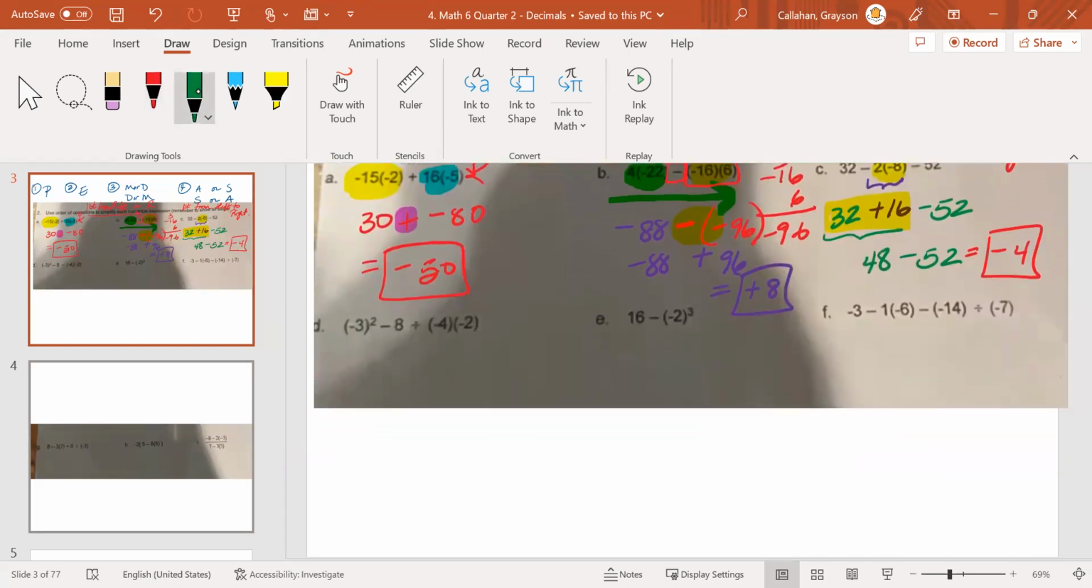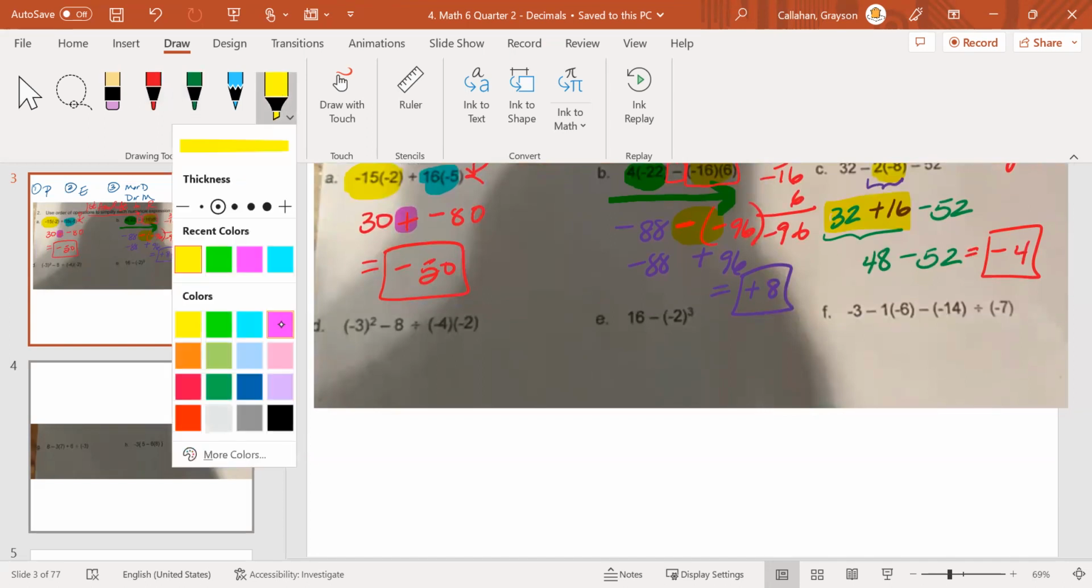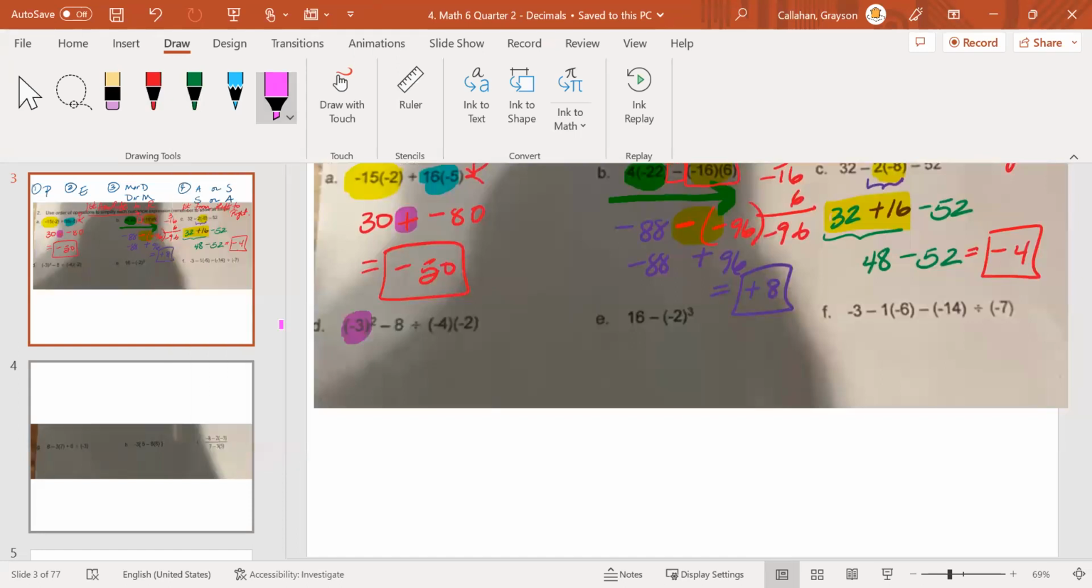Okay, so for D, again, PEMDAS. What do I first see? I see parentheses, but there's nothing inside the parentheses. You know what I mean? Like there isn't a series of questions. But I do see an exponent. You see the square right there?